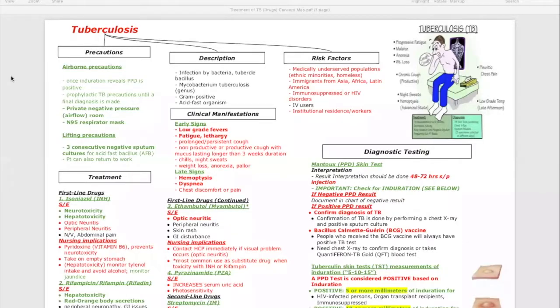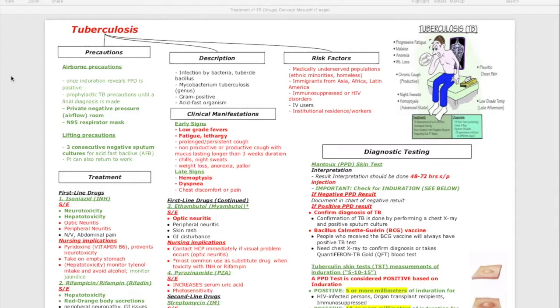All right, so background on tuberculosis. It's an infection by a bacteria. The bacteria is called tubercle bacillus. It's gram-positive. It's an acid-fast organism. There are certain risk factors for tuberculosis.